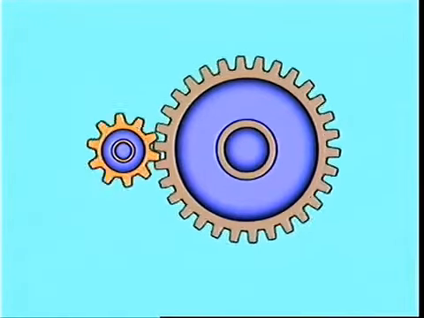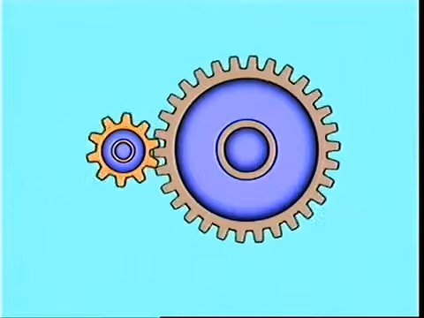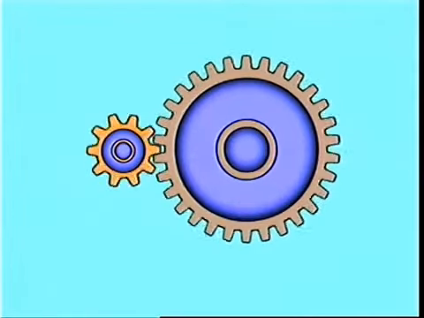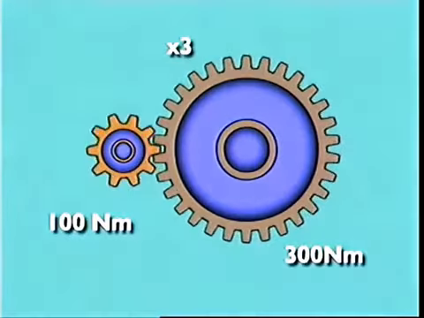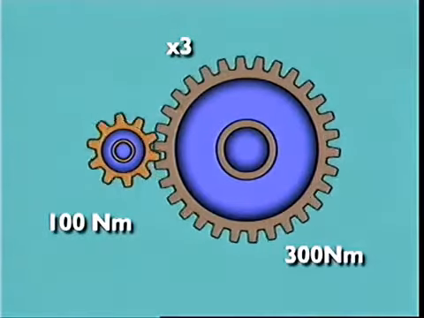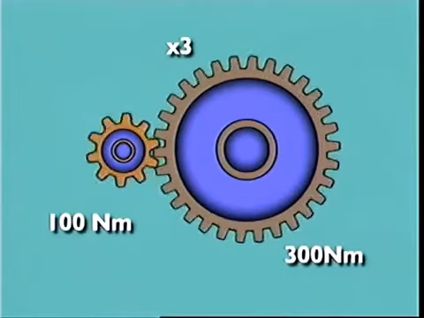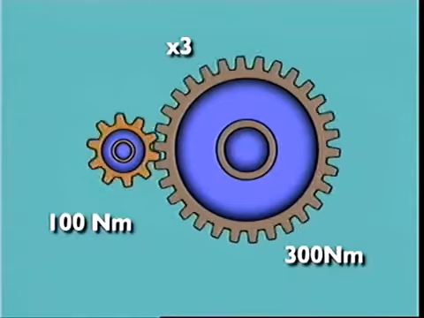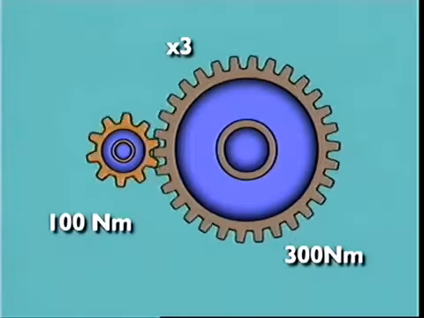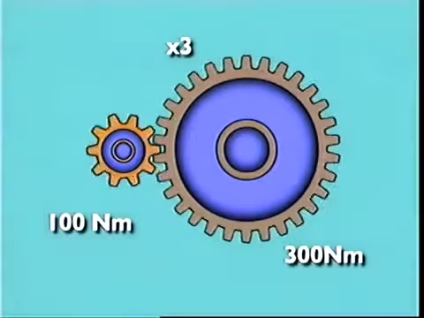Lower speed produces higher torque. So torque at the output is higher. For this gear ratio of 3 to 1, if input torque is 100 Newton meters, then output torque is 3 times that, 300 Newton meters.